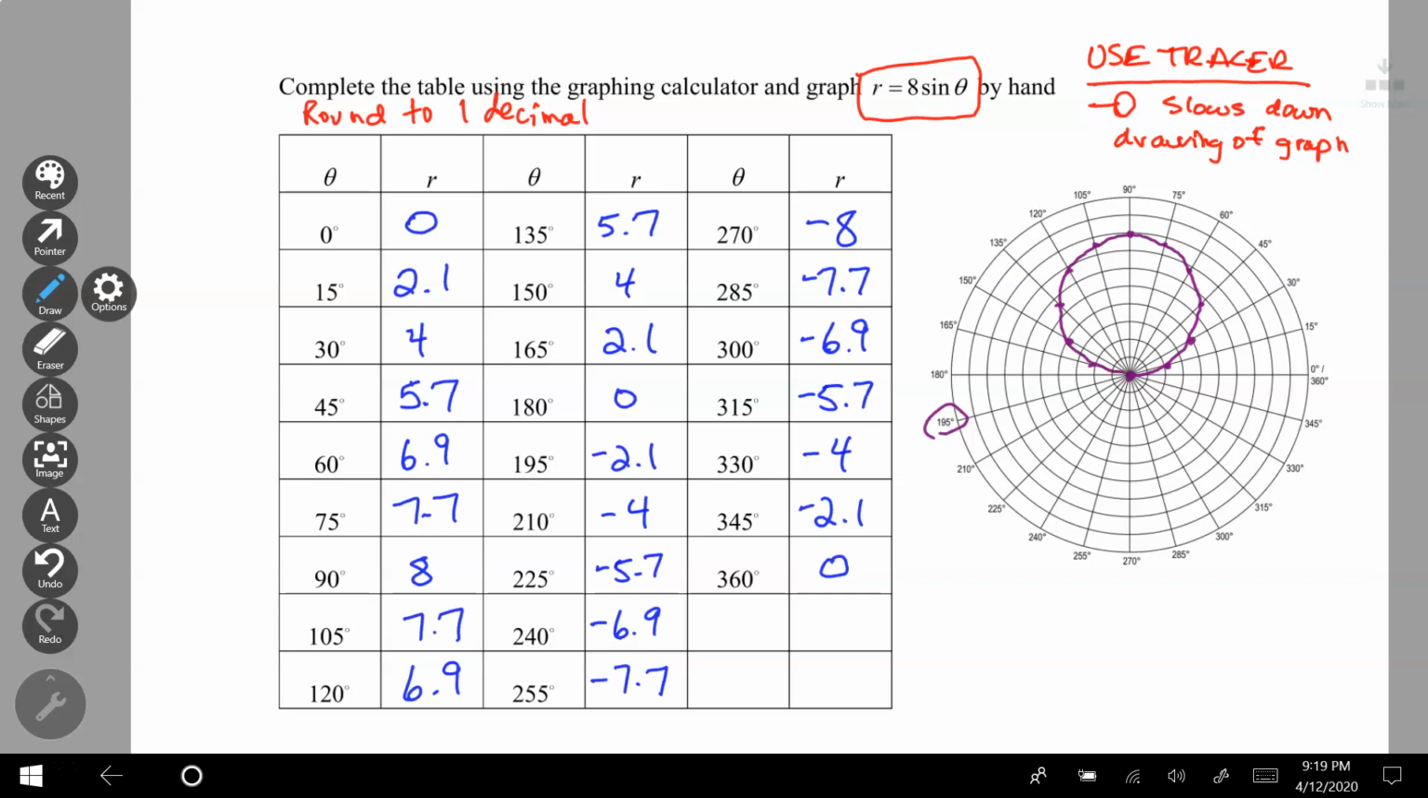And that would be 0 through 180, and then what's happening, it's drawing it again. That's why when we saw it on the calculator, it drew a circle, but it was drawn twice. And this is what the graph looks like.